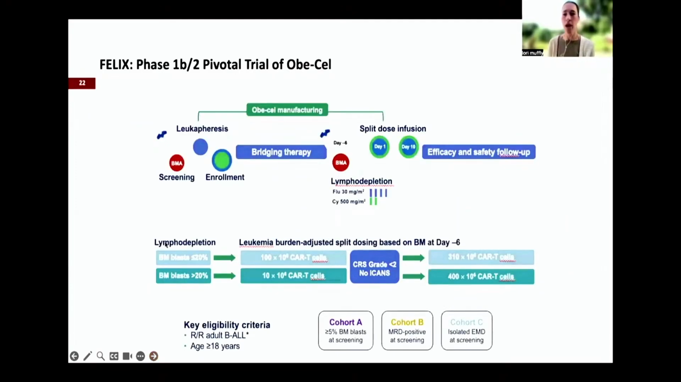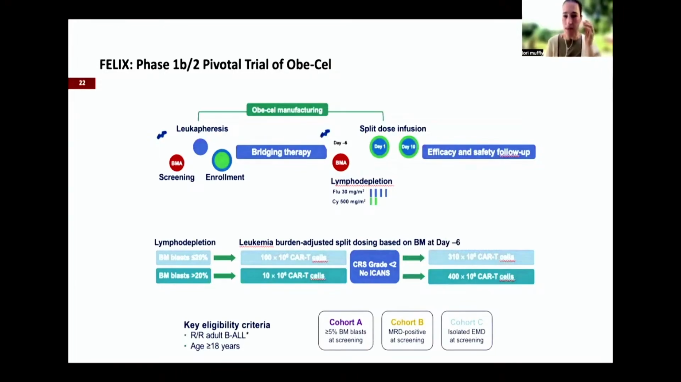And so the trial that led to the approval of obe-cel in the US was called the FELIX trial. This was a phase 1b/2 pivotal trial. And there's a few interesting things about the way that this trial was designed. The first is that this is a split dose infusion. So this is the only CAR that I'm aware of that is given in 2 separate doses. In the trial, the first dose was on day 1 and the second dose was on day 10.